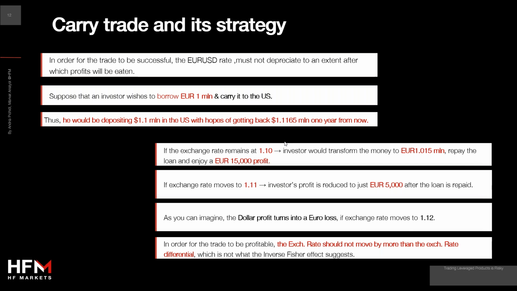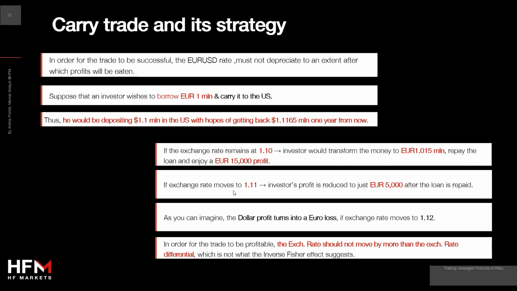At the end of the year, with the interest rate that the US was giving him, he hopes to get back 1,116,500 in a year from now, right? If the exchange rate indeed remains after a year at 1.10, then if he converts this 116,500 into euros, that will give him 1,015,000 euros, right? So he will repay the loan and he's going to enjoy 15,000 profit. That's the ideal scenario, let's say.